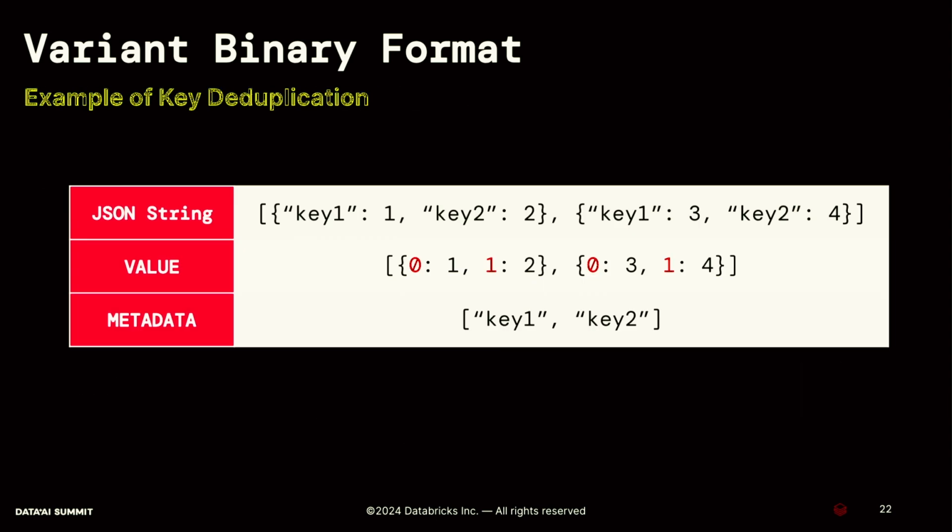For example, suppose we convert this JSON record into variant. For simplicity, we are using a JSON-like notation to describe the resulting variant value and the metadata. Under the hood, they are still binary encoded. These red numbers represent the field ID values, with 0 pointing to key 1 and 1 pointing to key 2. As it shows, the keys appear multiple times in the original JSON representation, but only once in the resulting variant. Overall, this structure offers a compact data representation and efficient field access.